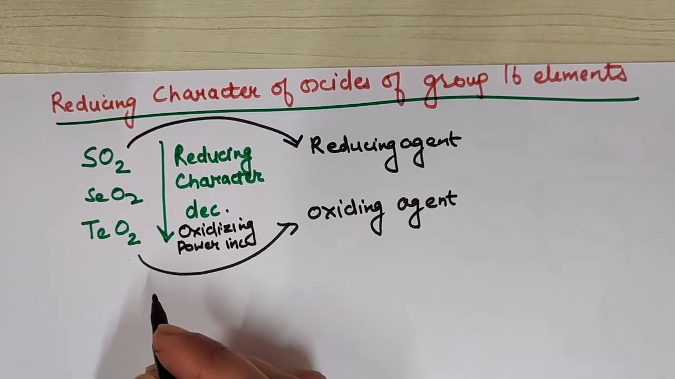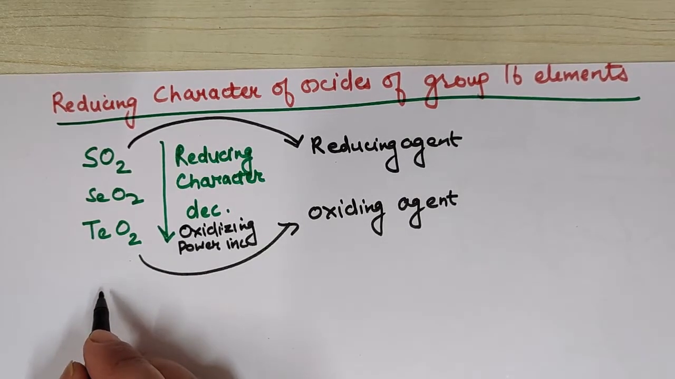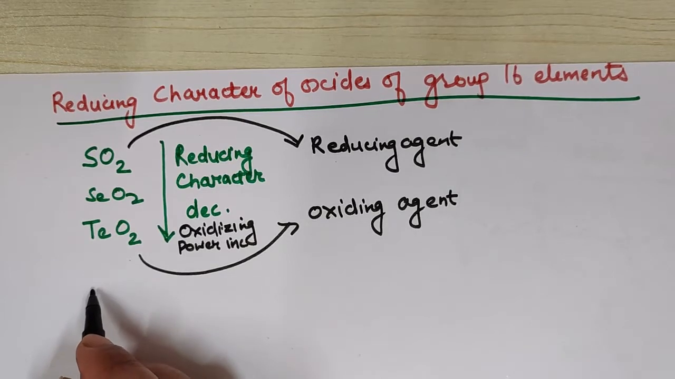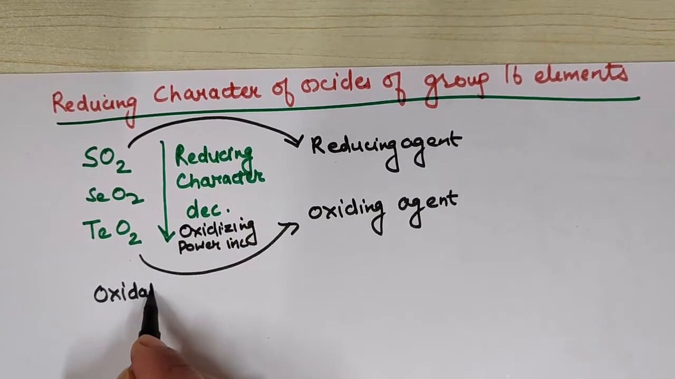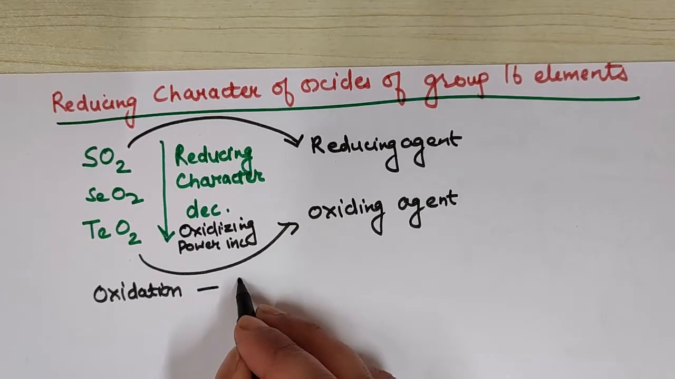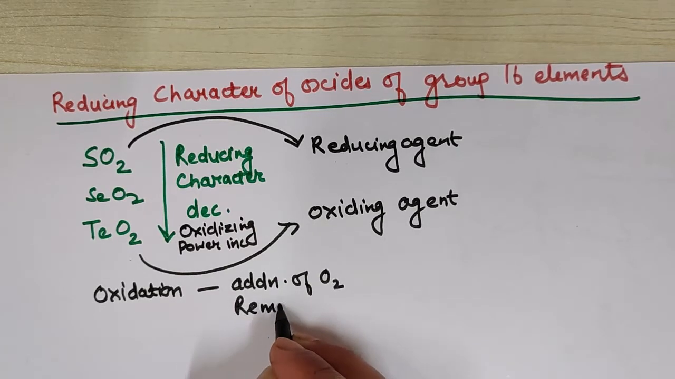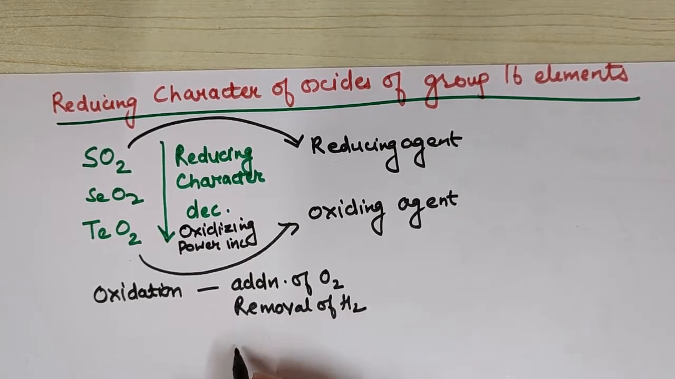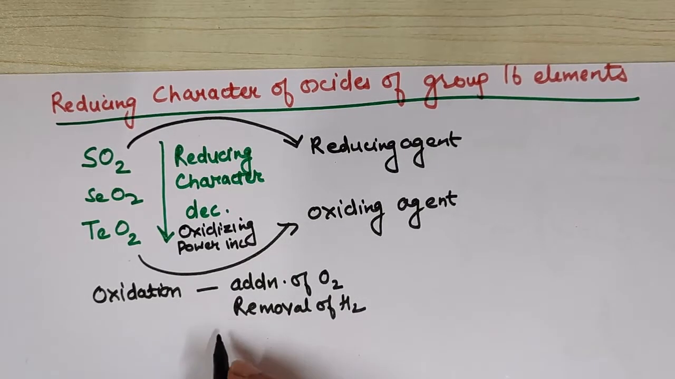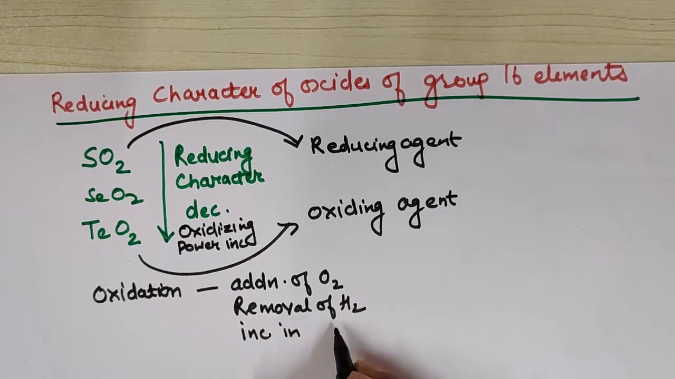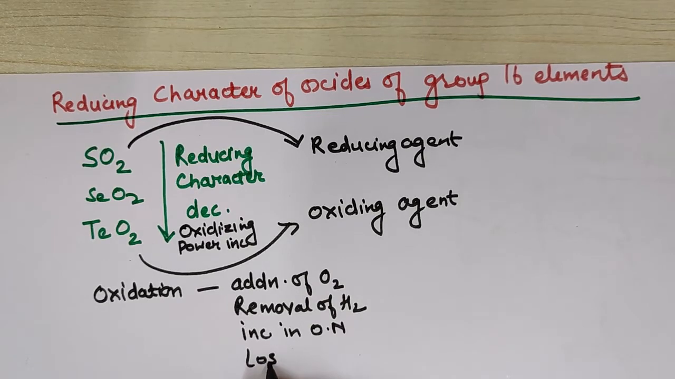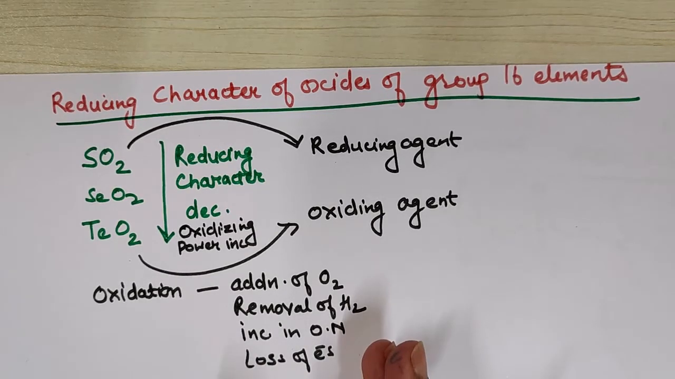For this, you need to understand what is oxidation and what is an oxidizing agent. So let's have a recap of this. Oxidation is the process in which addition of oxygen takes place or removal of hydrogen takes place. In terms of oxidation number, there is an increase in positive oxidation state, or we can say loss of electrons takes place whenever oxidation is taking place.